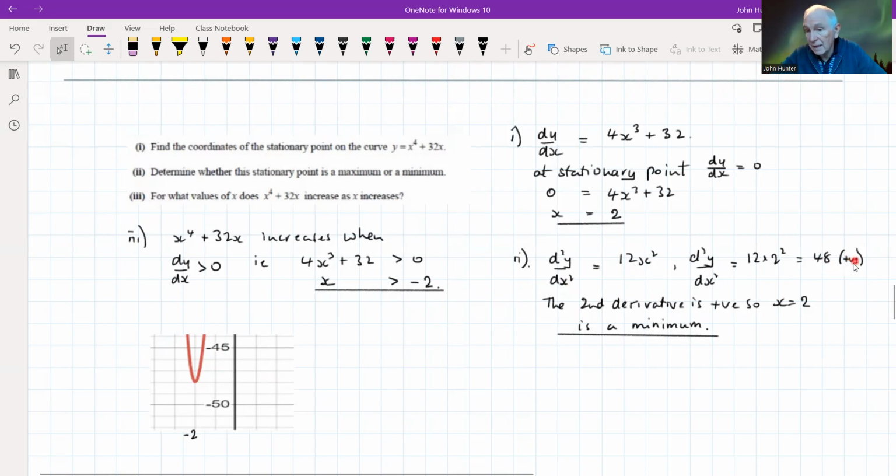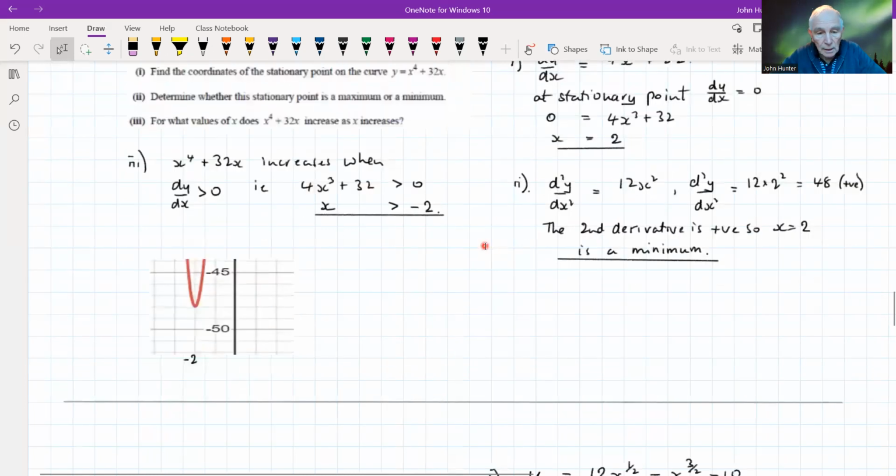Now, the important point here is that that is positive. The second derivative is positive at x equals 2, so x equals 2 is a minimum. And then the last part of this question says, for what values of x does x to the power of 4 plus 32x increase as x increases? So it increases when the gradient is greater than 0, of course, which means that this, being the gradient function, is greater than 0. Well, we can just solve this, and this is going to give us x is greater than -2. And here's a little bit of this curve that I've done. Thank you, Desmos. And it does, in fact, show that from -2 onwards, the function is increasing. Okay, so that's a nice little example.